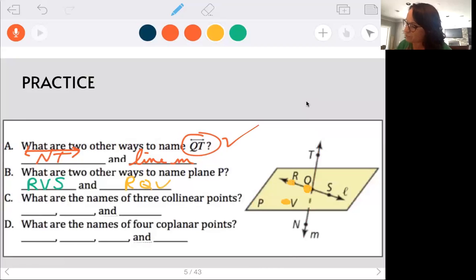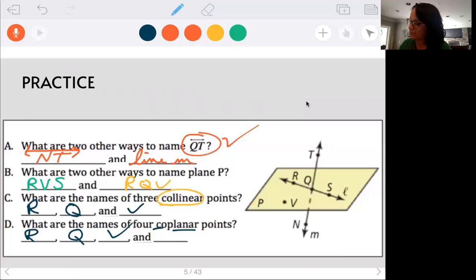What are the names of 3 non-collinear points? It means they're points that aren't on the same line. So non-collinear points could be R, and again, there's other options, but I could pick R, I could pick Q, I can't pick S though, because that's on line L, so I'm gonna pick V. What are the names of 4 coplanar points? It means they're all on the same plane. They're all on that yellow sheet of paper. R is on the yellow, Q is on the yellow, V is on the yellow, S is on the yellow.